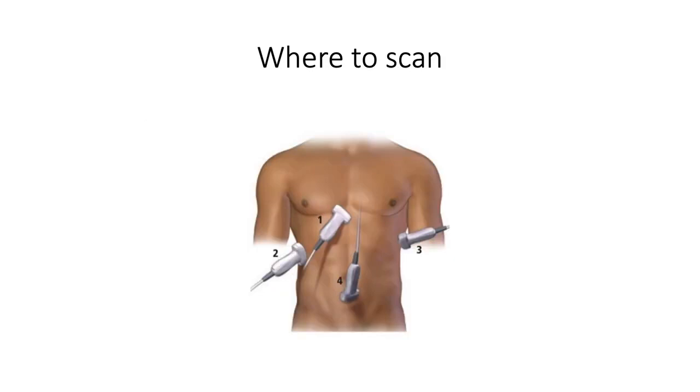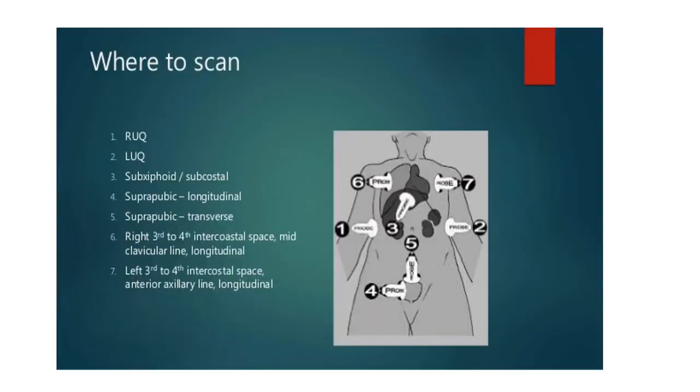So where do we scan? We have about 4 windows in the non-extended version. We have a subxiphoid window, which is indicated as number 1 there. We have a window in the right upper quadrant, indicated as number 2. We have a window in the left upper quadrant, indicated as number 3, and a window in the suprapubic area, which is indicated as number 4 on your slide.